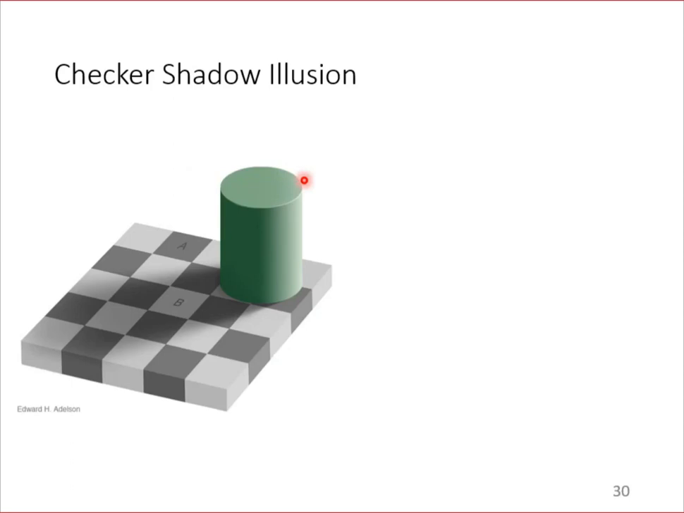For another example, the checker shadow illusion. There are two blocks, A and B. Do you feel A or B is brighter?